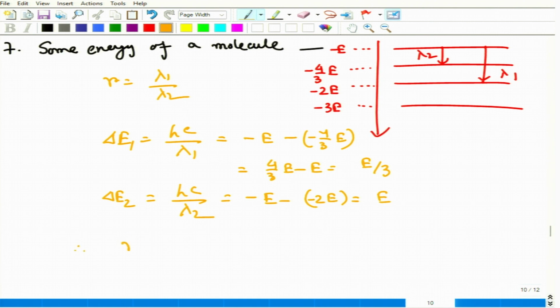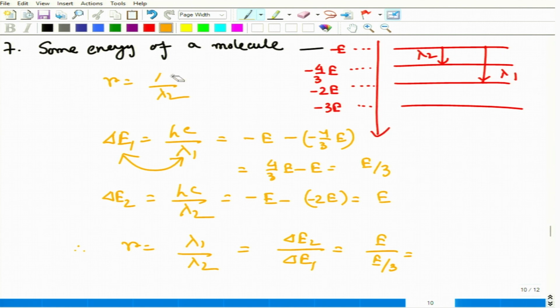So R is equal to lambda 1 divided by lambda 2. So it's essentially E2 divided by E1, del E2, because it's inversely proportional, you can see here. So it's E by 3. So it's essentially B. Okay, lambda 1 is actually this. Okay, one minute. Lambda 1 is this.